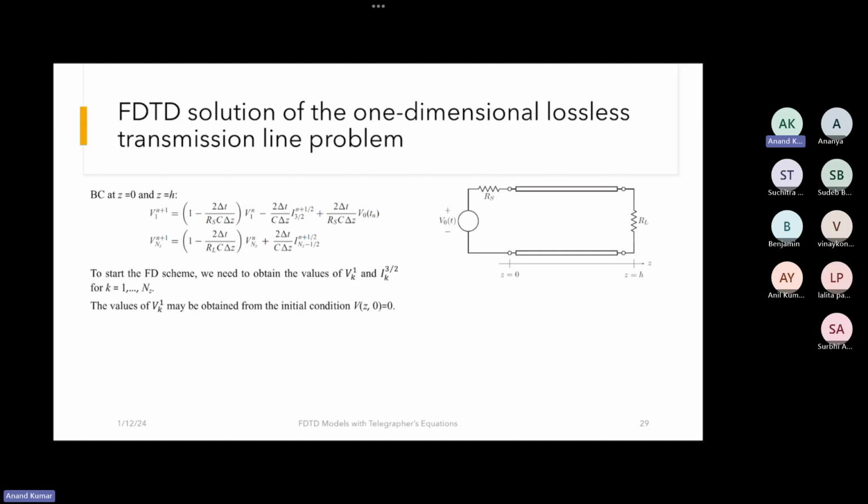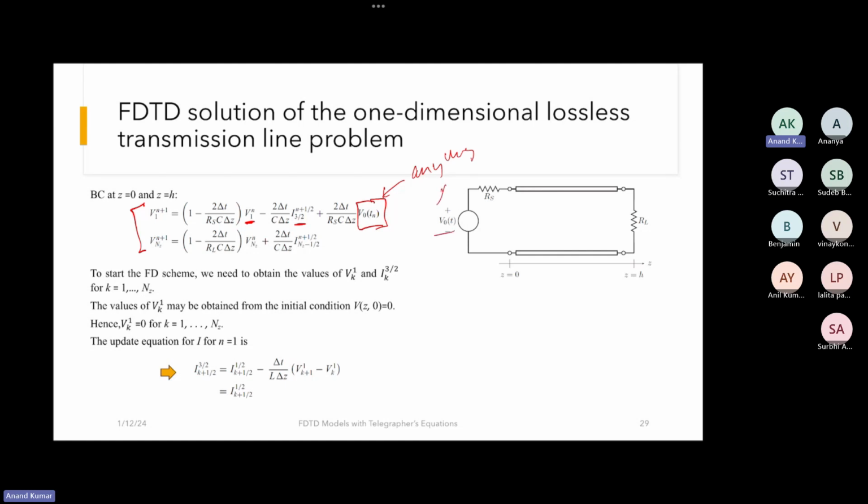And now we have got the boundary conditions for the voltage, and similarly, one thing we can notice is that we still need the current value over here, the voltage value over here, and this is our source. So this is already known. You can put anything you want. Just because this is your source, you can put a sine wave or a cosine wave or Gaussian pulse or anything. So this is known to you.